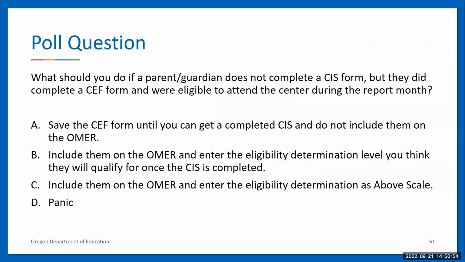Now that we've practiced running through the OMER, let's review with a couple of poll questions. Our first question is, what should you do if a parent or guardian does not complete a CIS form, but they did complete a CEF form? Should you A, save the CEF form until you can get a completed CIS and do not include them on the OMER? B, include them on the OMER and enter the eligibility determination level you think they will qualify for once the CIS is completed? C, include them on the OMER and enter the eligibility determination as above scale? Or D, panic?